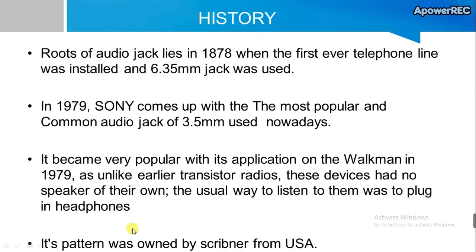So now we will move to the history. First, do you know when this jack was first used? It was 1878. The root of the audio jack lies in 1878, when the first ever telephone line was installed and a 6.35 mm jack was used. Almost after a century, Sony came up with the most popular and common audio jack of 3.5 mm used nowadays.